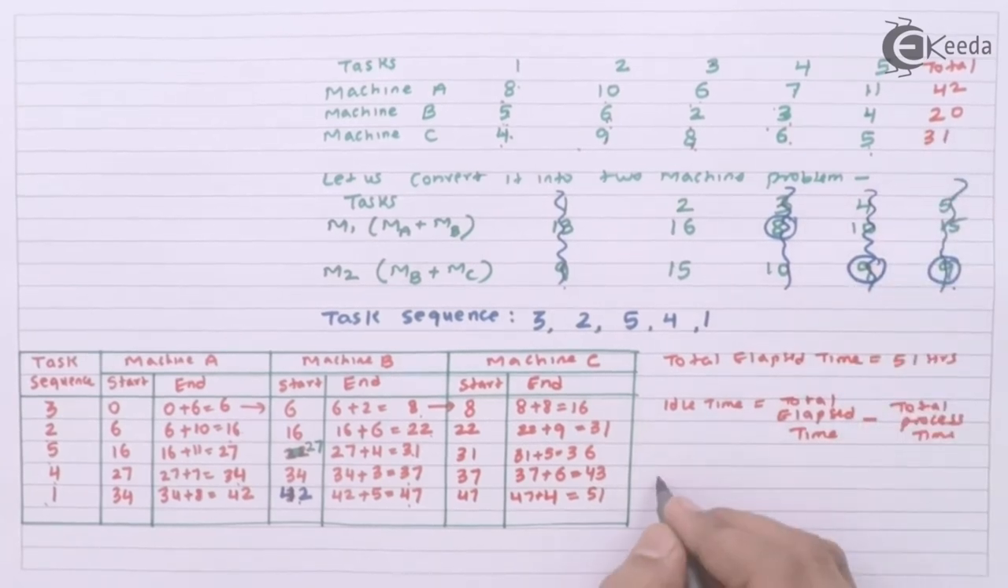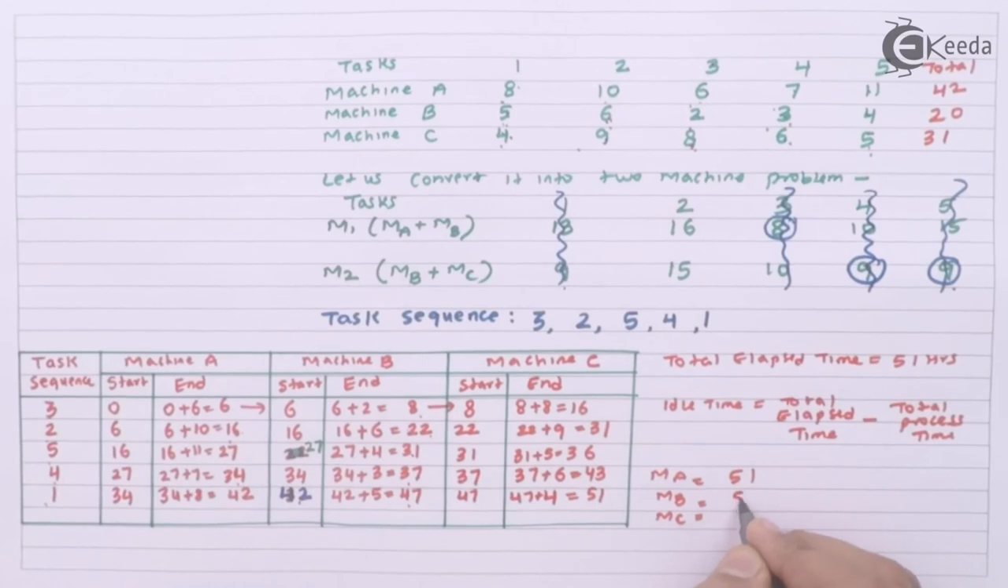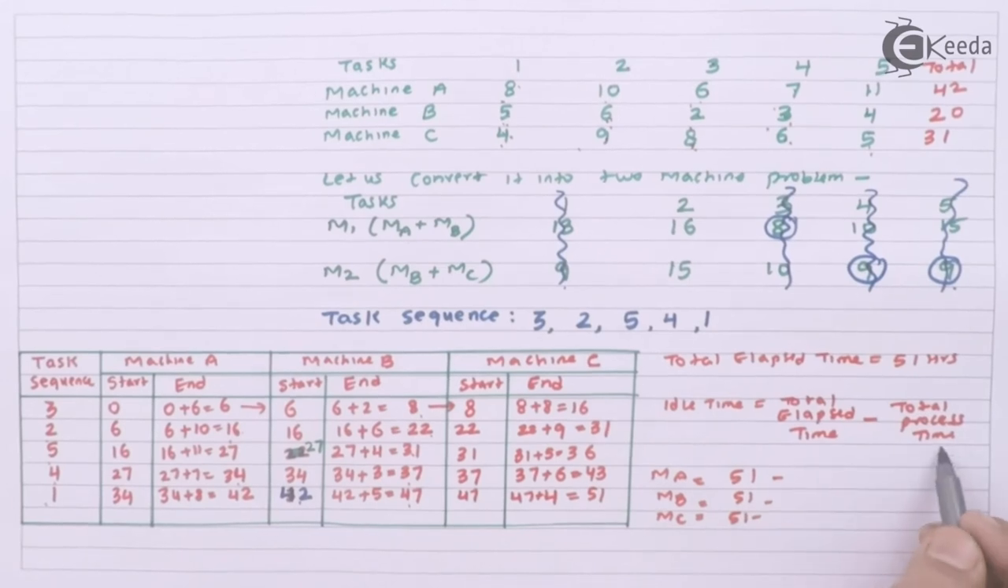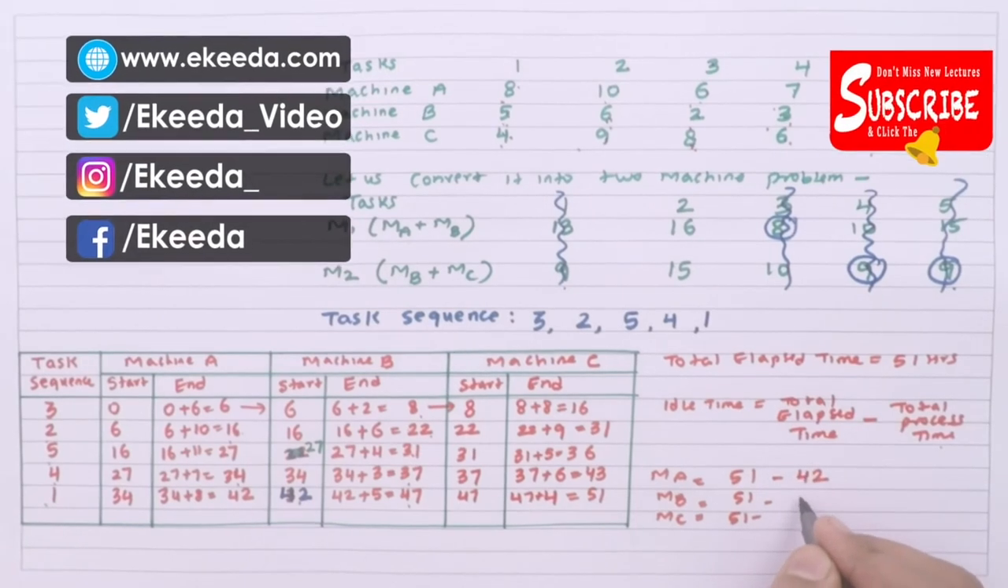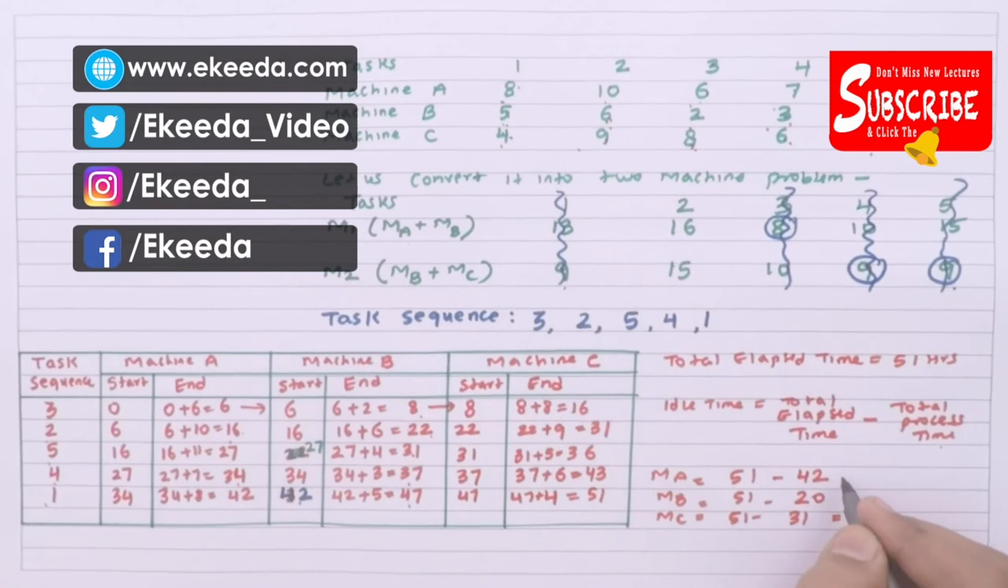Now idle time for machine A, machine B and machine C. For machine A it will be total elapsed time mera aayega 51 hours minus, how much is my total processing time for machine A? It is 42 minutes. For B it is 20 minutes and for C it is 31 minutes. So ab mera machine A 9 minutes ke liye, 9 hours ke liye idle hai. Machine 2 31 hours ya 31 minutes ke liye idle hai. And last one is idle for 20 hours.